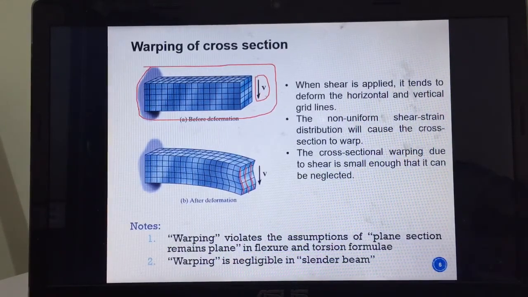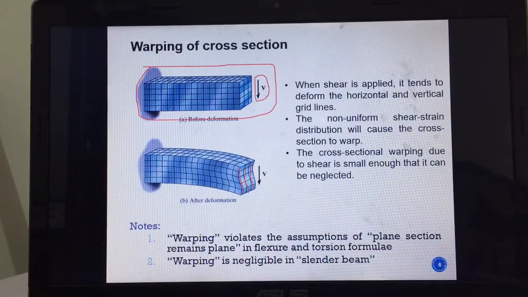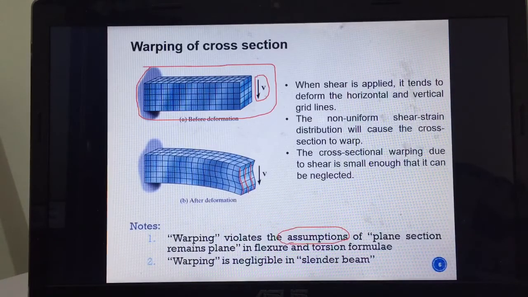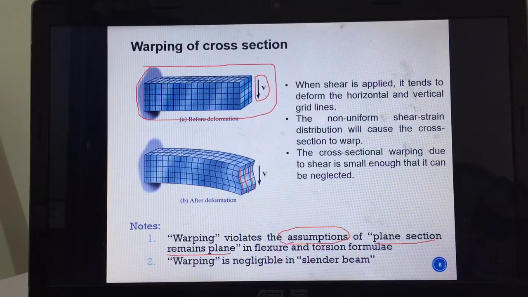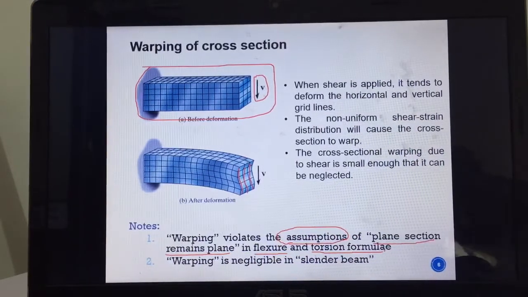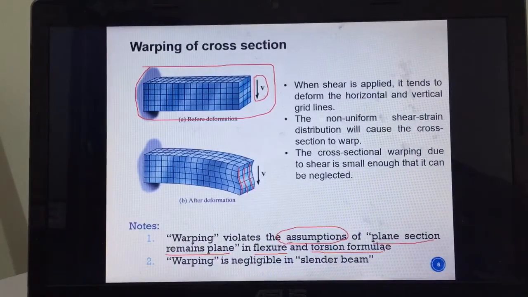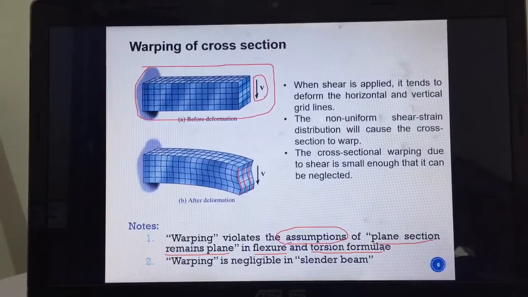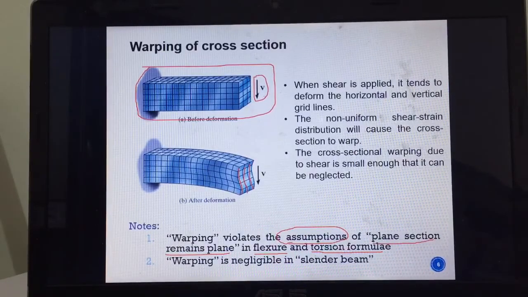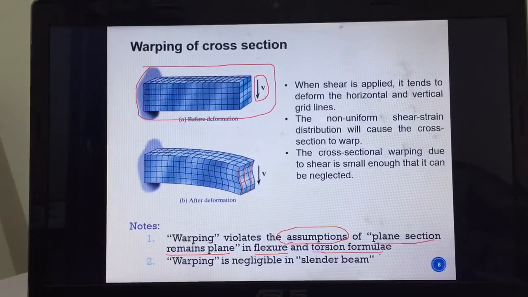This is important because if you remember, and you should remember, we assume that after the load is applied, plane section remains plane. When we want to use the flexure formula in chapter 5, and when we want to use the torsion formula in chapter 6, and when we want to use the flexure formula for bending, and the torsion formula in this chapter 7. Okay.